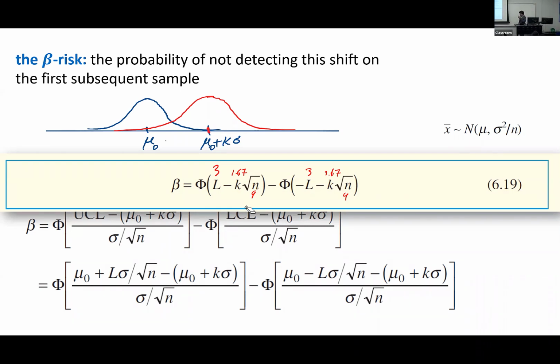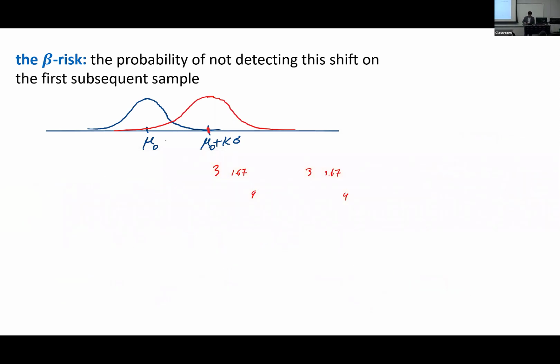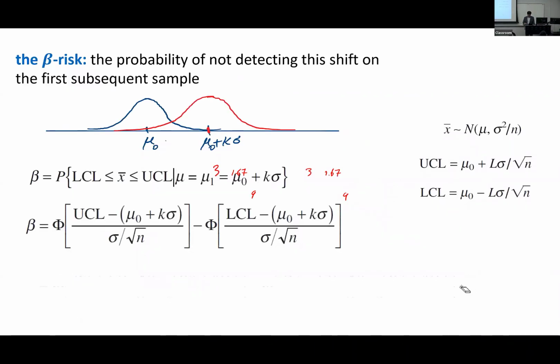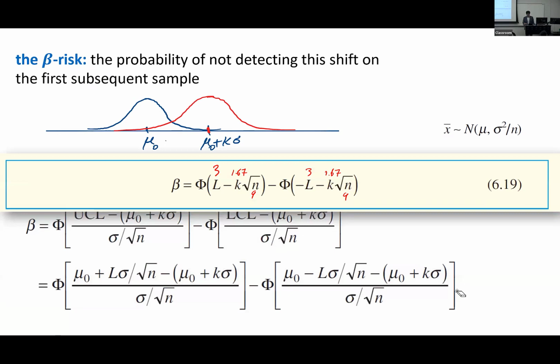Why is L 3 again? Is it like 3 sigma? Remember when we were establishing control limits, we said the control limit is the mean plus a multiple of sigma, or L, which is usually 3. So in the example we had here, UCL was mean plus 3 sigma of X bar. But we have always used 3. Okay, so any questions now? Good.